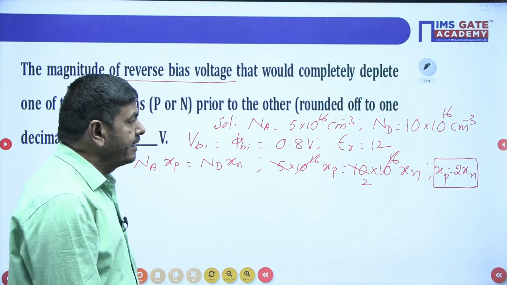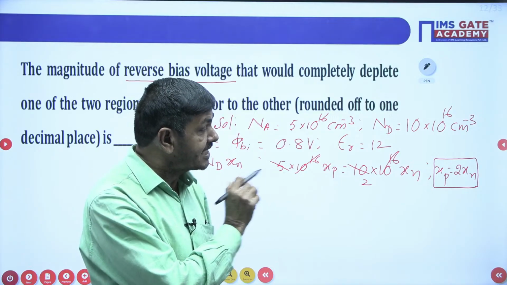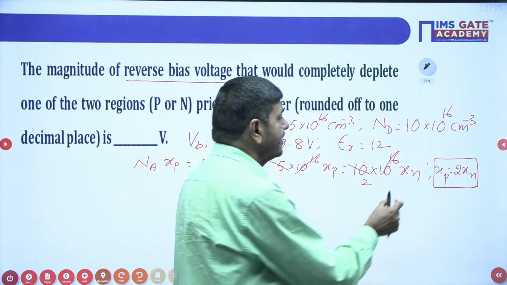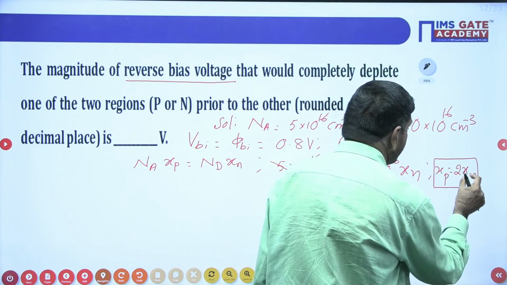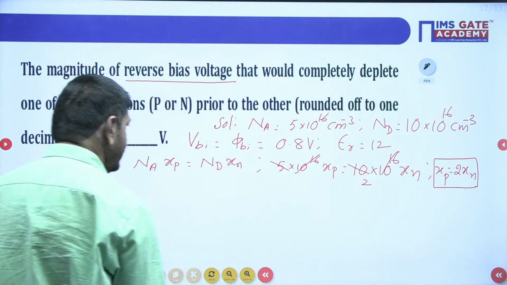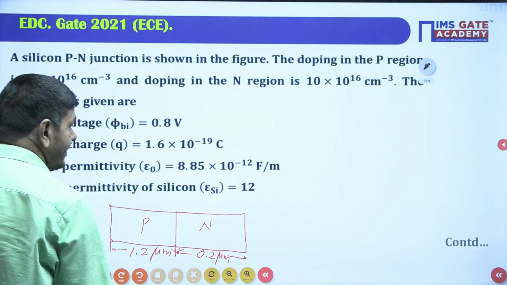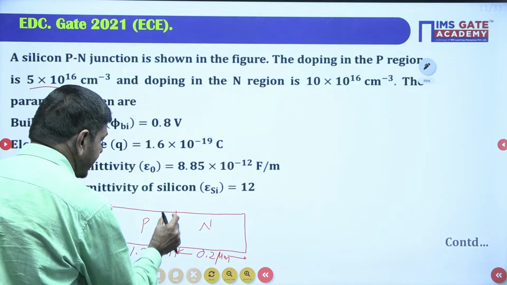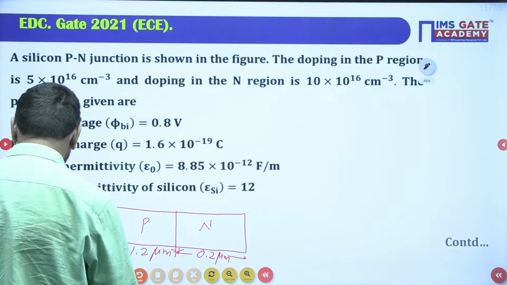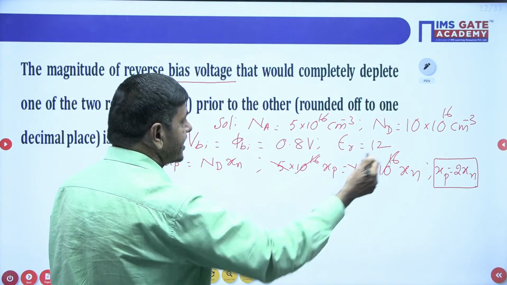XP is the width of the depletion region in the p-type. Is the P side more or the n side more? We find XP is larger compared to XN. XP is the depletion region on this side and XN is on this side, and it is 2 times. From this, what I wish to say is XP equals 2 times XN.